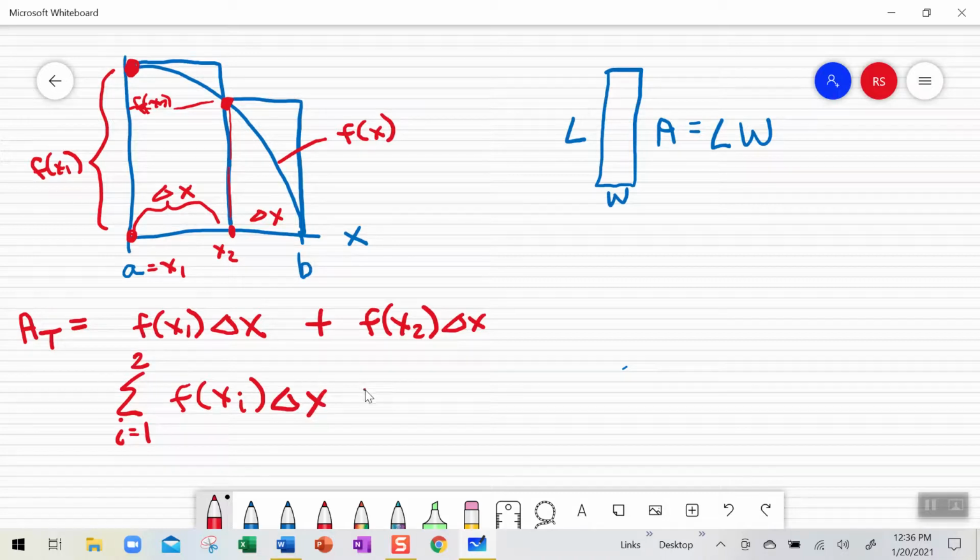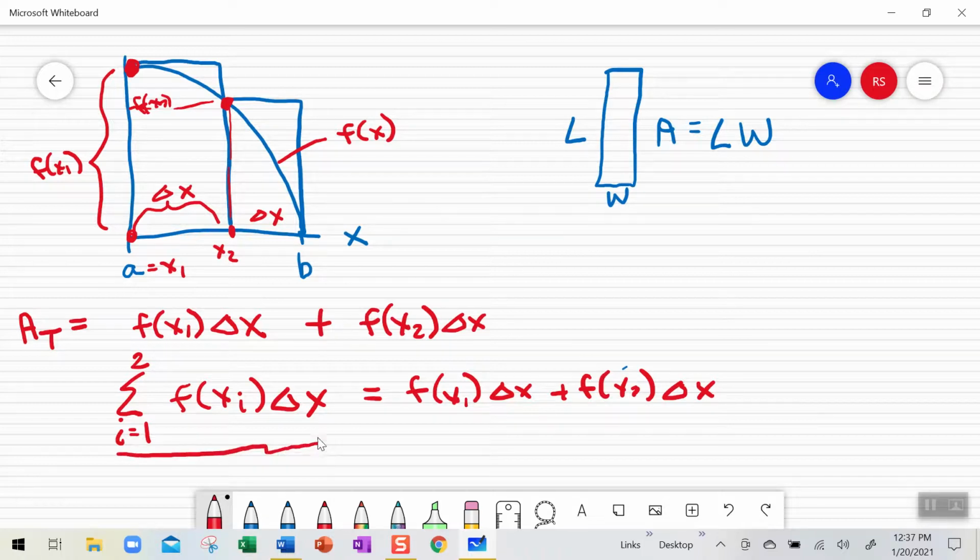So what that's equal to is the above sum, f of x sub 1 delta x plus f of x sub 2 delta x. Now, this has a name, and you've heard it before. It's called a Riemann sum. The Riemann sum is simply a notation that says we're taking all of these products and adding them up. That's why it's called a Riemann sum, and we use summation notation.